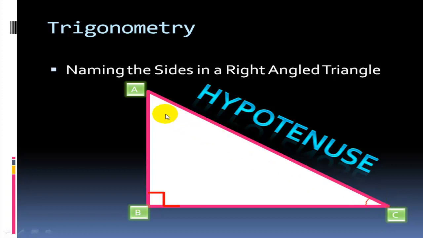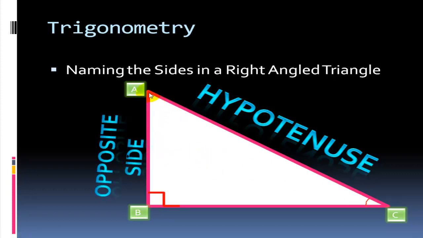Now observe the position of AB. This is line AB. Observe the position of AB with respect to angle C. What is the position of AB to angle C? It is opposite to angle C. So it is called the opposite side. This side is opposite to angle C. And then what is the position of BC to angle C? It is beside angle C. So it is called the adjacent side to angle C.